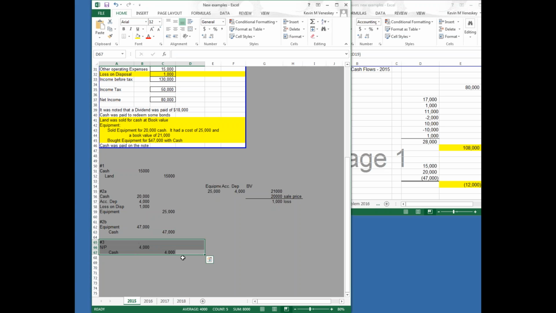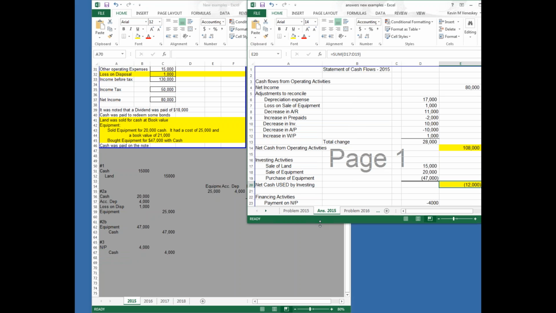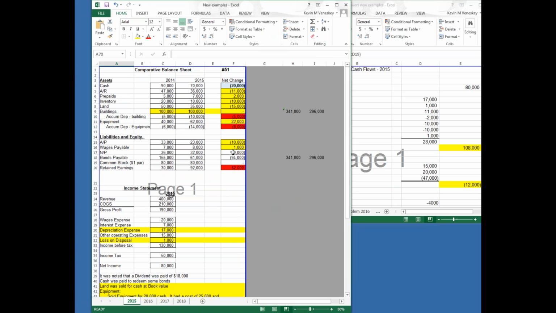Did this transaction involve net income? Nope. There's a liability here affected and an asset. So no net income affected. Did it involve cash? Yes. I need to show and make an adjustment that I lost $4,000 due to my note payable being paid on. So I'm going to go up here now. I've taken care of that $4,000 and explained it.